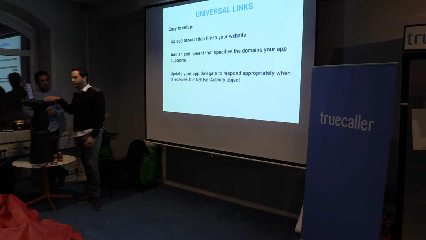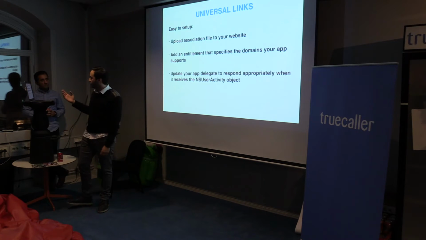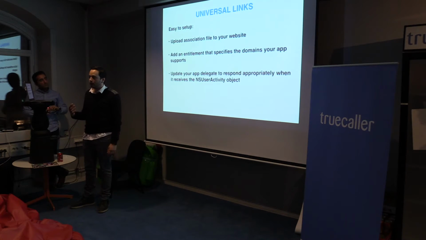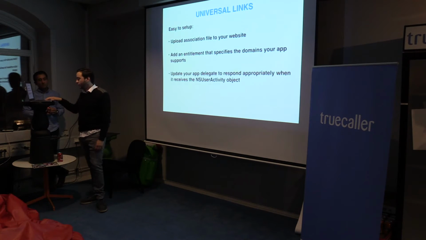So after you create and upload the association file, you need to add an entitlement, a URL, which is just like a one-line change in your entitlements file. You need to do this in Xcode. After everything is fixed, you can handle all the deep linking in the app delegate by looking at the NSUserActivity objects that you receive.